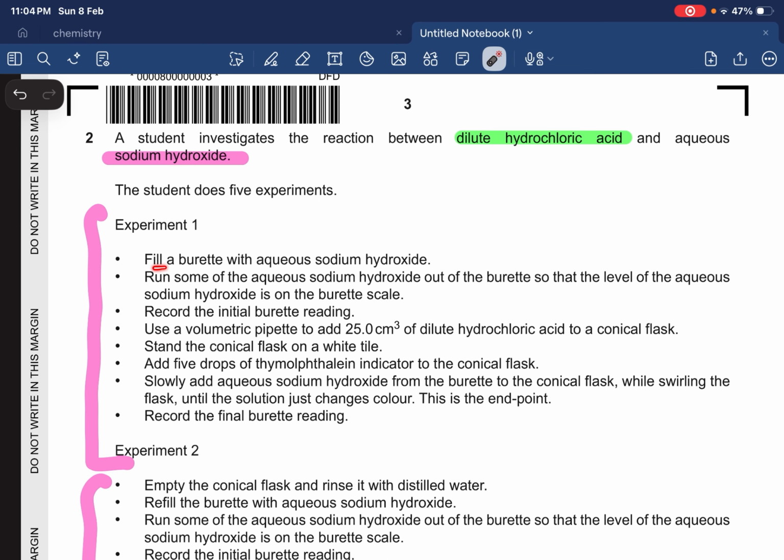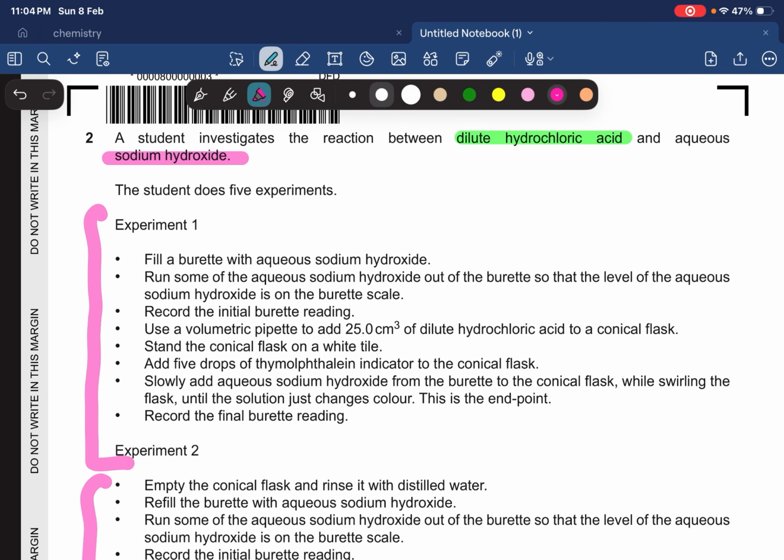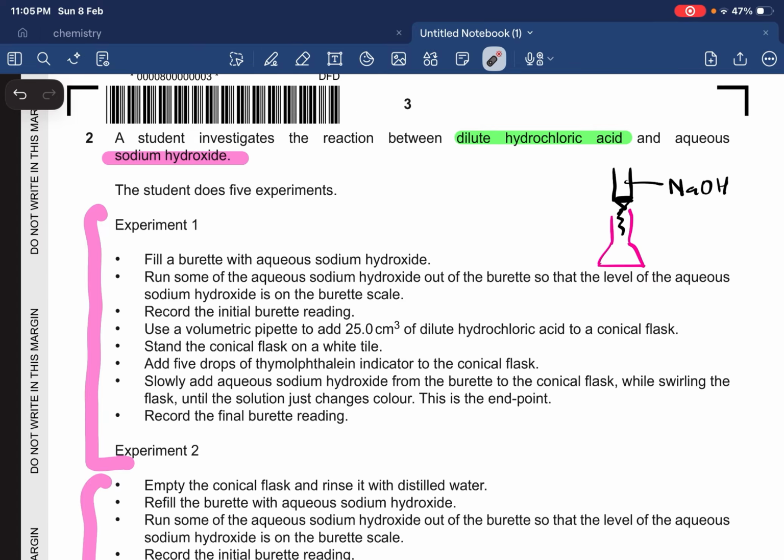Okay, fill a burette with aqueous sodium hydroxide. So one thing you're going to take in the conical flask and one thing in the burette. This is your conical flask and this above is your burette. In the burette, we have taken sodium hydroxide. Let's read further. Run some aqueous sodium hydroxide out of the burette, so that the level of the aqueous sodium hydroxide is on the burette scale. Record the initial burette reading. Use a volumetric pipette to add 25 cm cube of HCl into a conical flask.